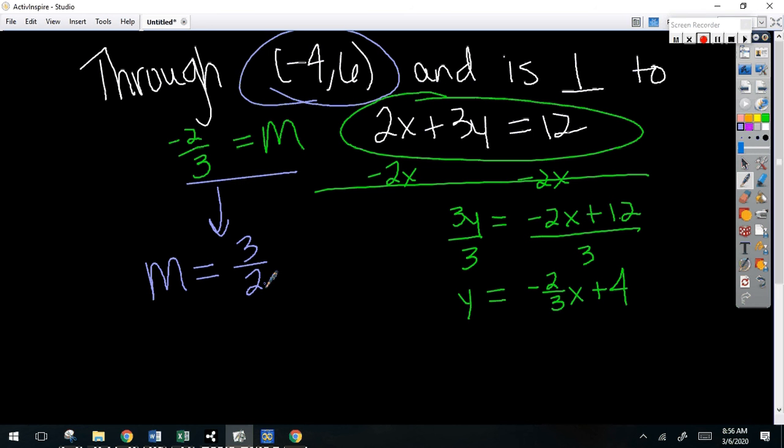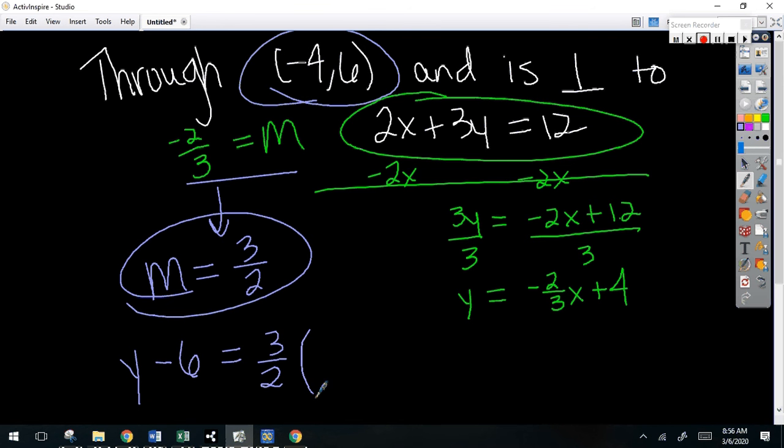Okay? Write the equation of the line now. Now you've got a point and you've got a slope. Parallel stays exactly the same, perpendicular, flip and switch. Write the equation. y minus 6, good. 3 over 2, that's the slope. If I'm not asked for any particular form, then I can leave it just like that.